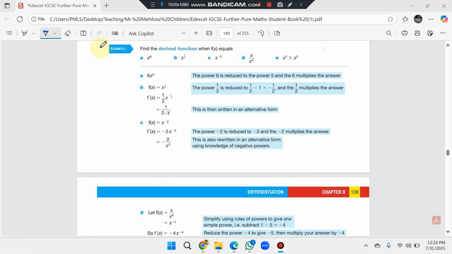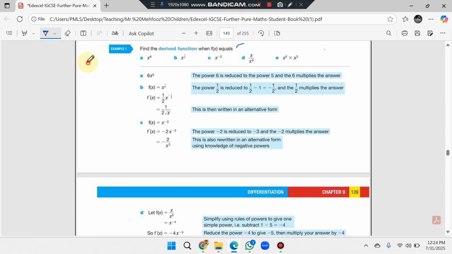Okay, here is the example of the differentiation. First of all, find the derivative function, the derived function, when f of x is equal to... Now our function is given. It means that f of x is given as x raised to the power 6. Now the derivative will become f prime of x, and f prime of x is equal to 6 goes on the start, and x raised to the power 6 minus 1. It will become 6 x raised to the power 5. This is given. Understand?